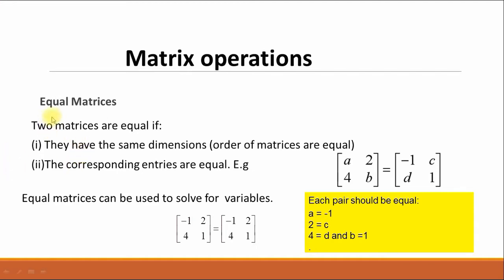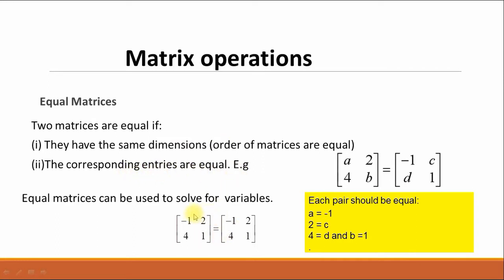So the first definition is about equal matrices. Two matrices will be equal if they have the same dimensions. Order of the matrices are equal and the corresponding entries are equal. For two equal matrices, there are two conditions. The order of the matrices will be equal and the corresponding entries will be equal.